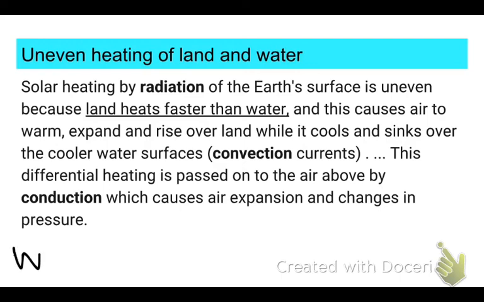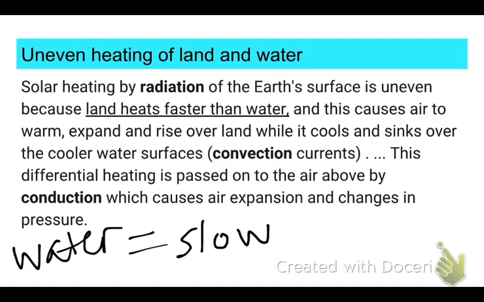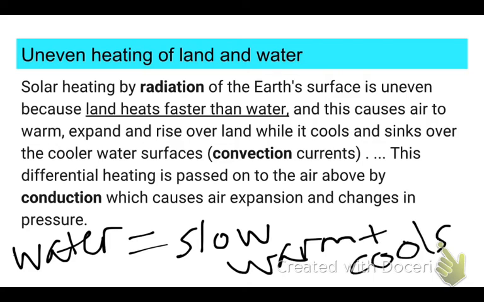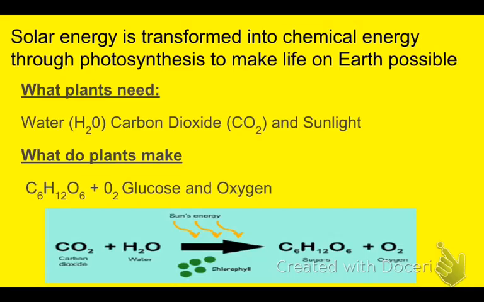You need to know that water warms up slowly and cools slowly. Once it gets that warmth, it holds on to it. So it holds on to that energy, and then it lets it go off slowly. It's called a heat sink, meaning water takes a really long time to heat up and a really long time to cool down. And because of that, that causes the uneven heating of our land surface. Land cools and heats fast, water cools and heats very slowly. That is very important for you to know.